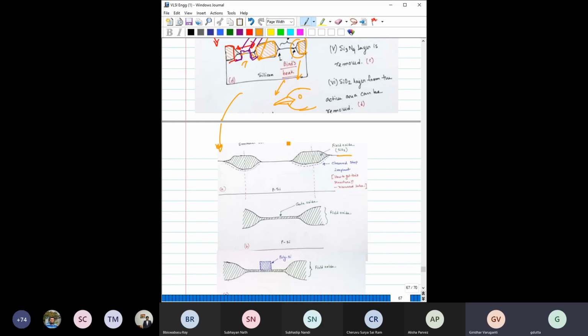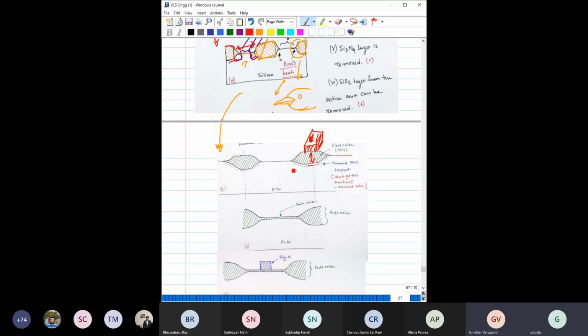As a further precaution, as I mentioned, some metal line can go over this field oxide. To prevent the formation of any channel, anyway this is thick, but to be on the safer side, you further implant here something. Because when you increase the doping of the substrate, your threshold voltage further increases. That means whatever be the voltage in this metal line, that voltage will not be sufficient to create any channel here.